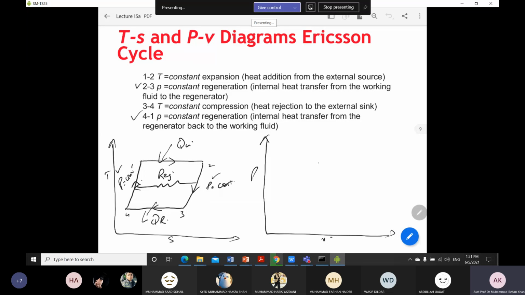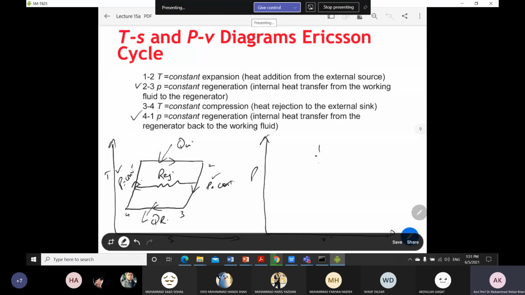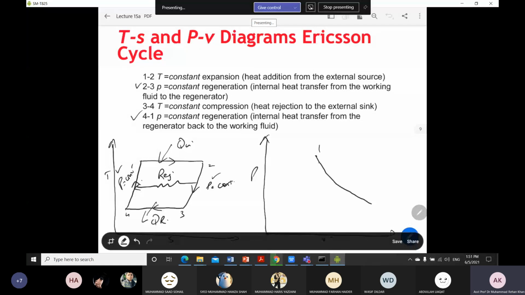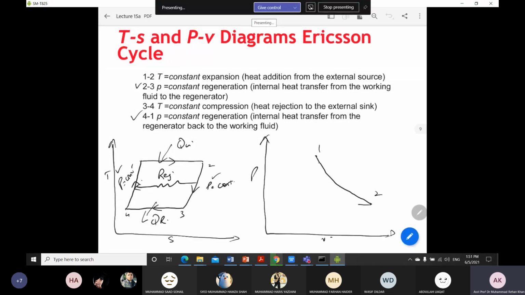Okay, so again from 1 to 2 is an expansion process, so it means that your volume, for example, at this point is here, and then at the end of your expansion process, it will be there. There will be an increase in volume, and then 2 to 3 is the constant pressure regeneration process. So it means that pressure will be constant, and this is your point number 3.